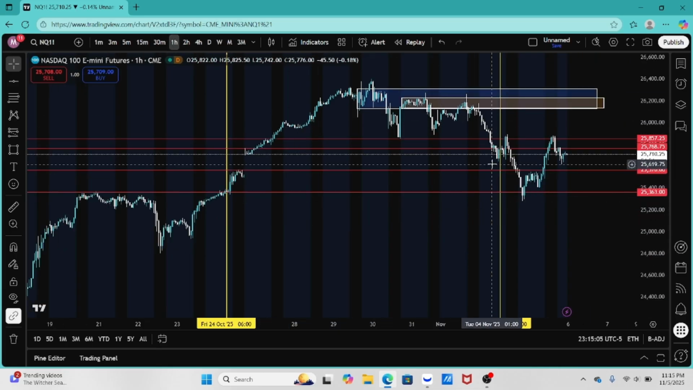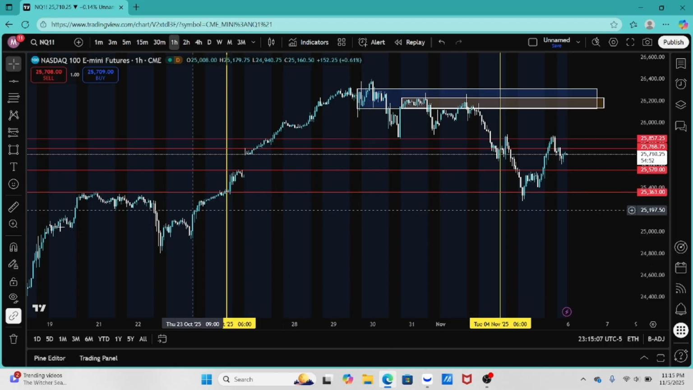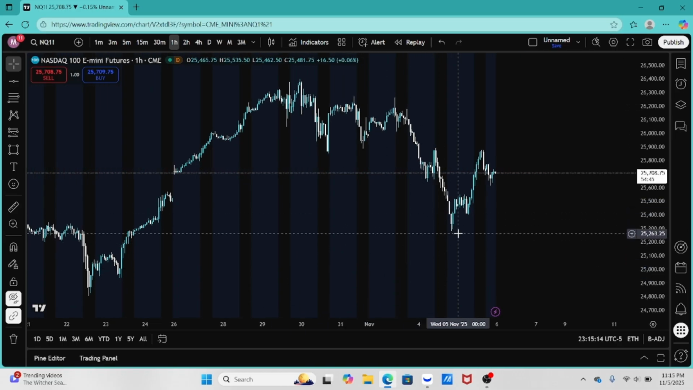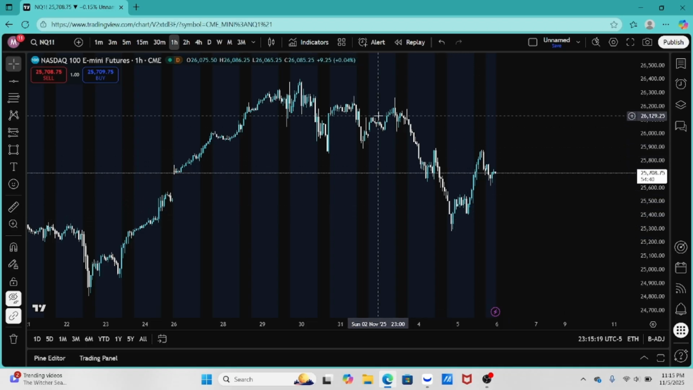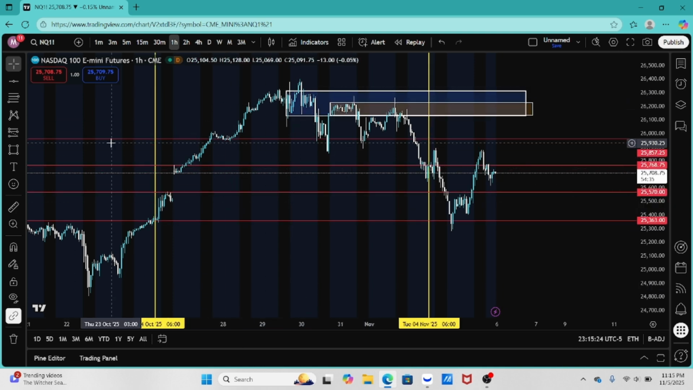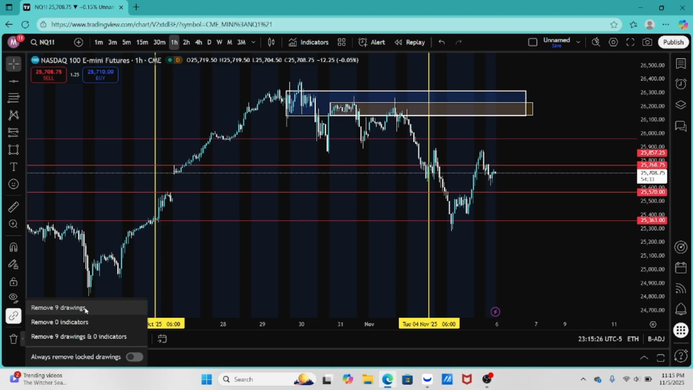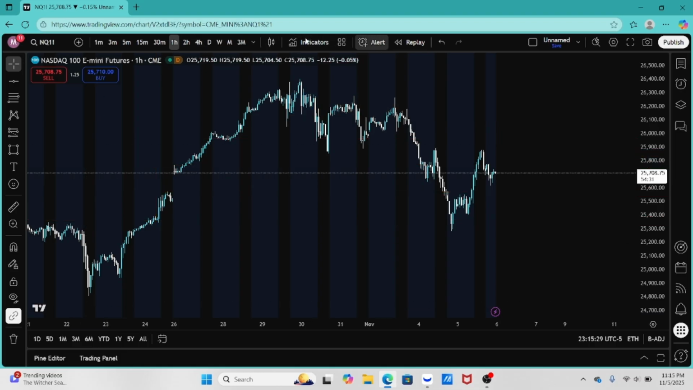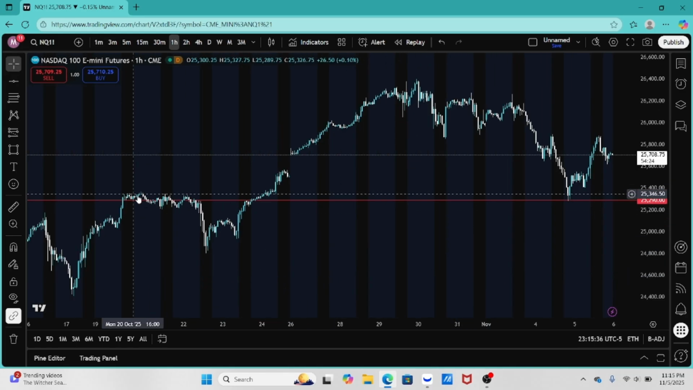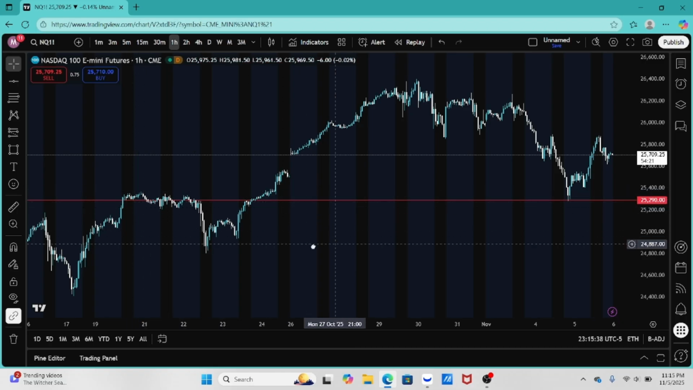So now with all that in mind, let's take all this stuff off. When did price finally have a nice move up after this? Well, let's remove everything. Just put a line right here. Look at this area of liquidity.